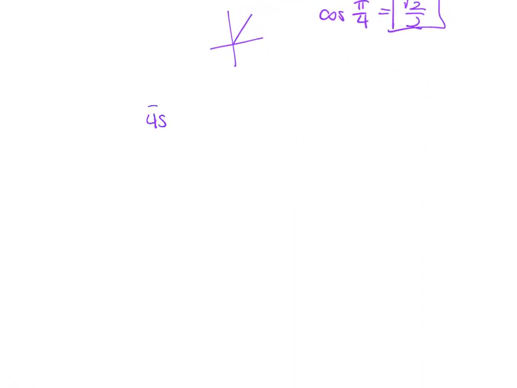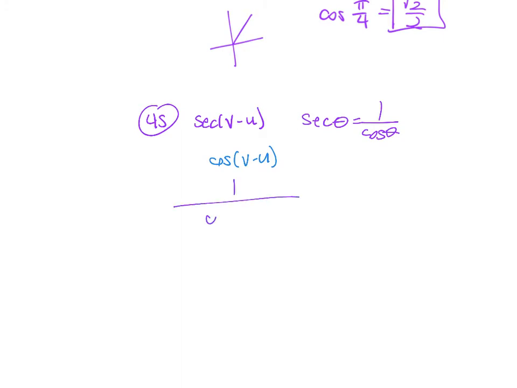Now for number 45, that is secant of V minus U. Now it looks very familiar. Now we don't have secant, but we do have what? We have cosine of V minus U, or U minus V, right? The variables don't really matter. So what you can do with this is we know that secant of theta is really 1 over cosine of theta. So how you would start to work out this problem is you do 1 over cosine of V minus U, and then you use the formula.